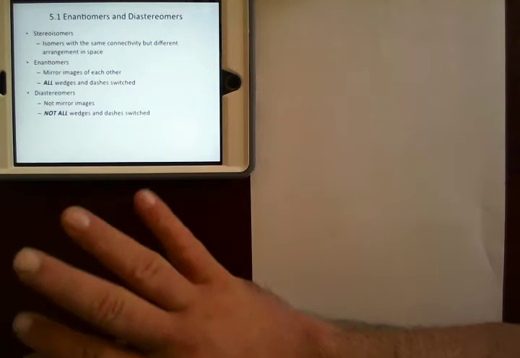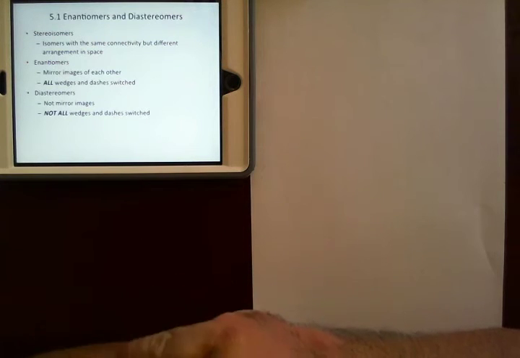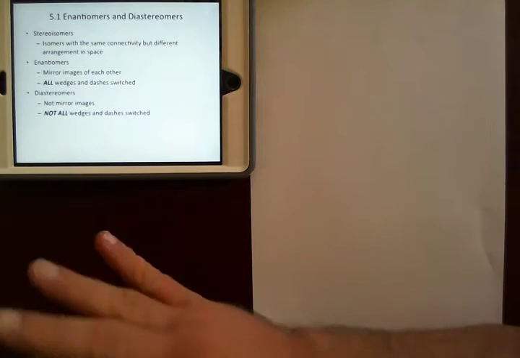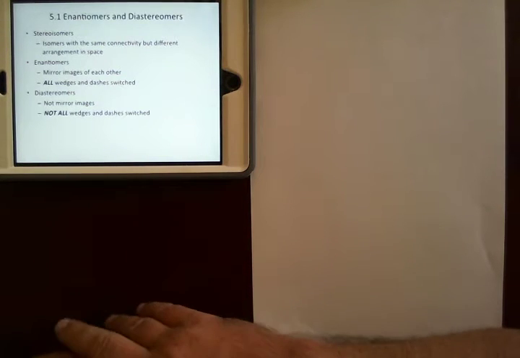Okay, so this concept is a little weird. It's not hard, it's just weird stuff. So if you're not getting it right away, don't be worried. You've just got to keep working at it.